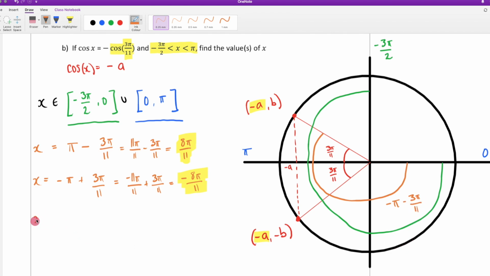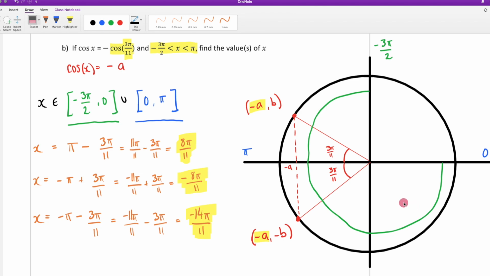So that means my third x value is going to be negative pi minus 3 pi on 11, which is going to be equal to negative 11 pi on 11 minus 3 pi on 11, which is going to be equal to negative 14 pi on 11. That is going to be my third x value. And now I am done. I have answered this question. I've taken this question ever so slowly to make sure that you've gotten it. I apologize if I accidentally said the wrong word here or there when I was explaining it. It's kind of all a bit of a mouthful.